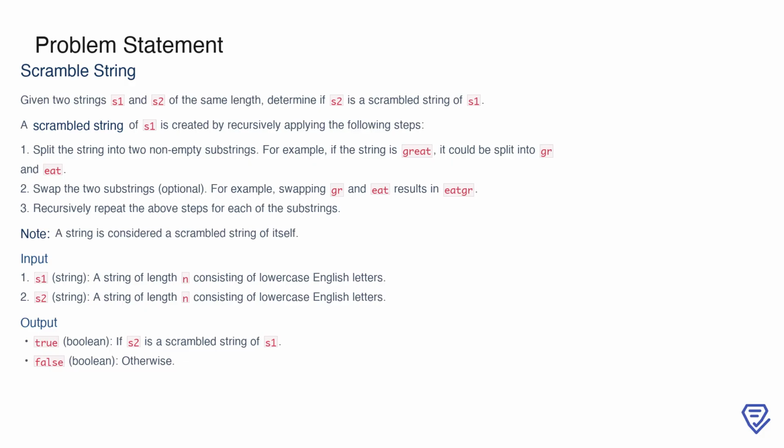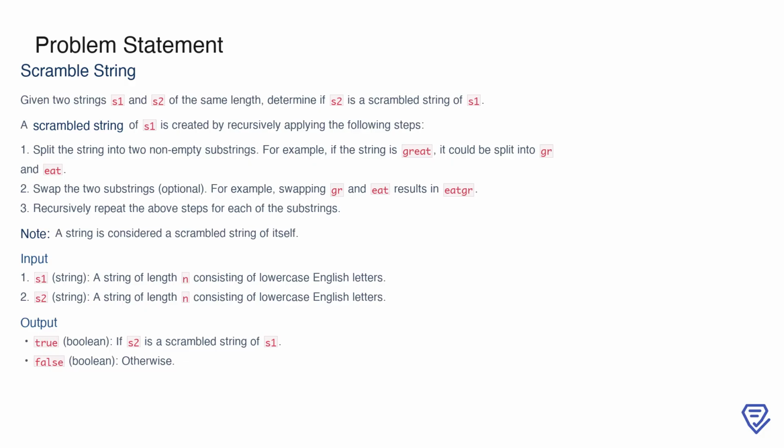to the resulting substrings. For instance, starting with the string great, we could split it into gr and eat, and then optionally swap them to get eatgr. This process can be repeated on each substring to create new variations. It's also important to note that a string is always considered a scrambled version of itself, without any operations.